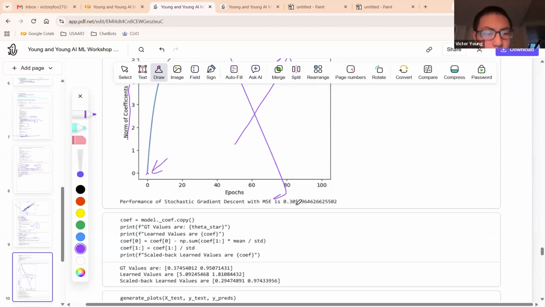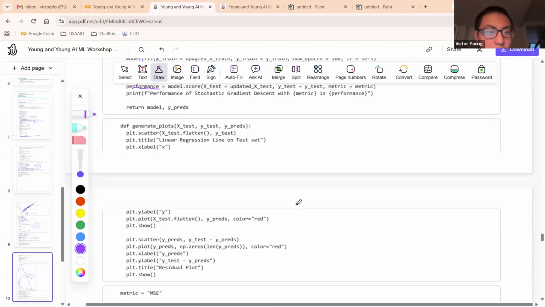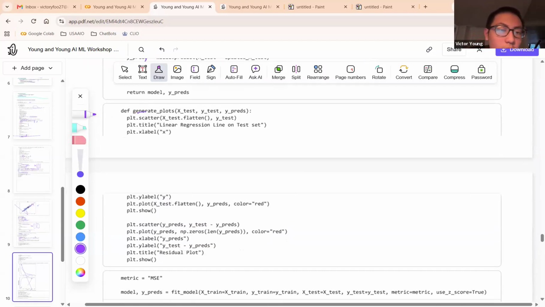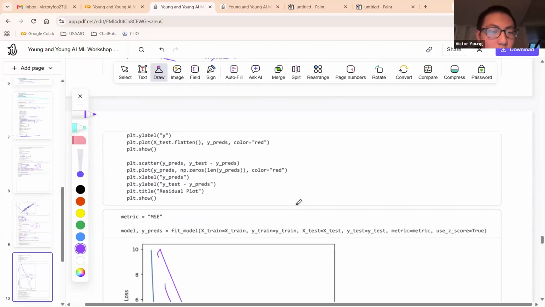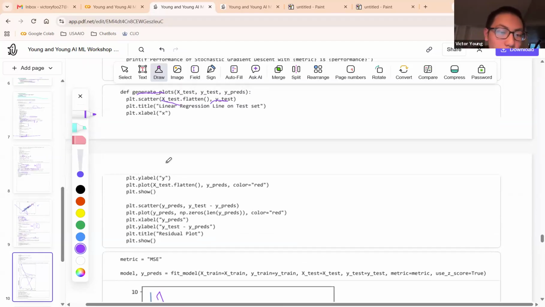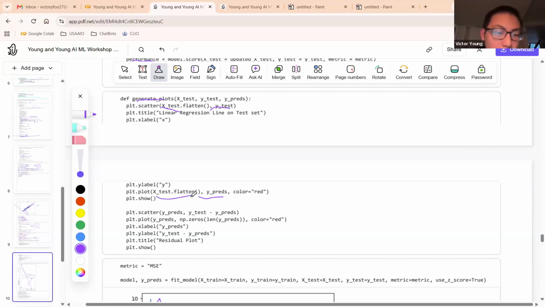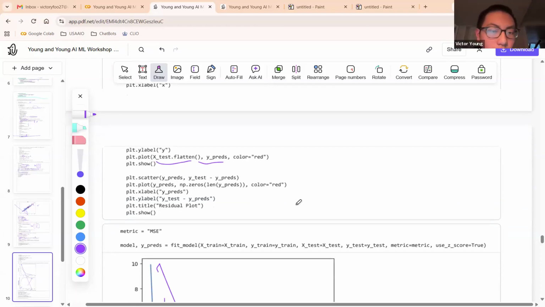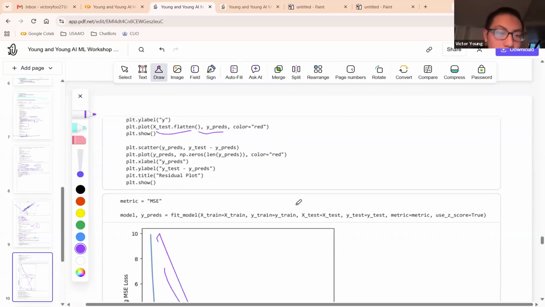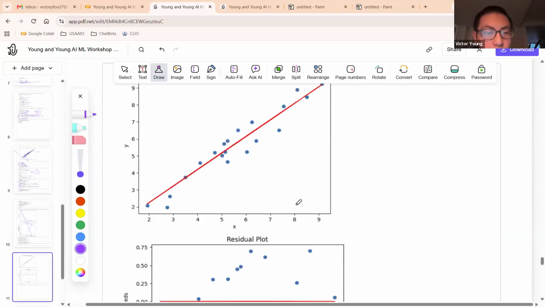Okay. Next, here is generate plots. So here, I just want to show you, we have the X test and the ground truth Y test. But I want to plot our predictions on it. So we have the Y prediction and the X test. I want to show you what our linear regression line is. Then I want to show you the residuals. The residual is Y test minus Y preds. I want to show you what that looks like. So that looks like this.